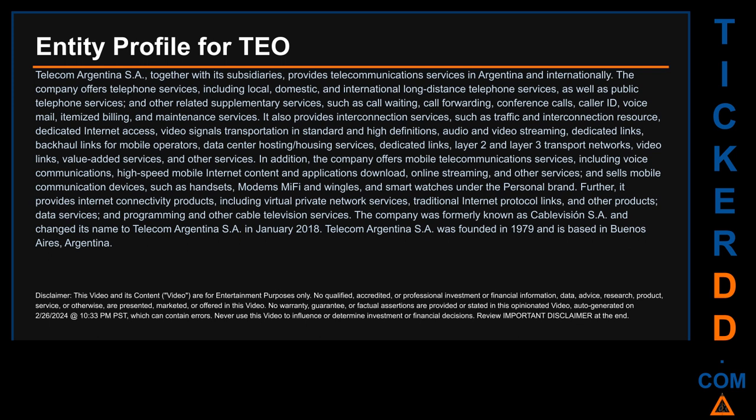The company was formerly known as Cablevision SA and changed its name to Telecom Argentina SA in January 2018. Telecom Argentina SA was founded in 1979 and is based in Buenos Aires, Argentina.